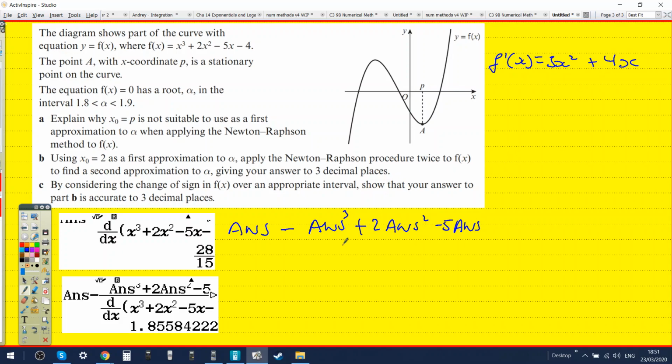Something's missing. Did I miss something? Oh, minus 5. Yeah. So that's how I had to do this one. You don't be fancy like me.